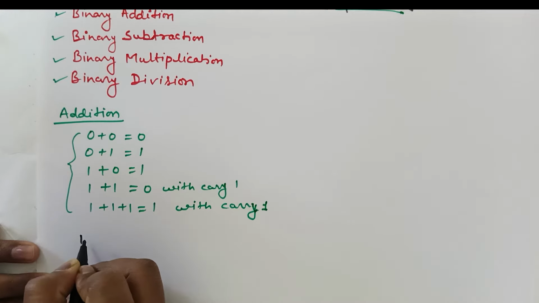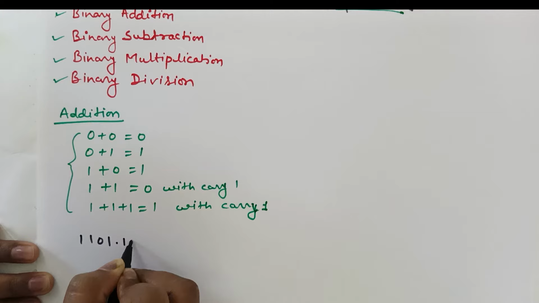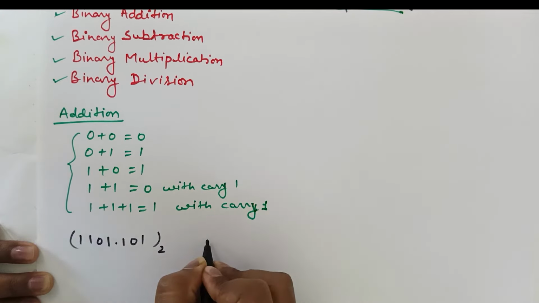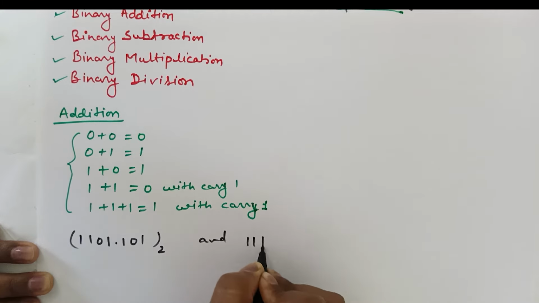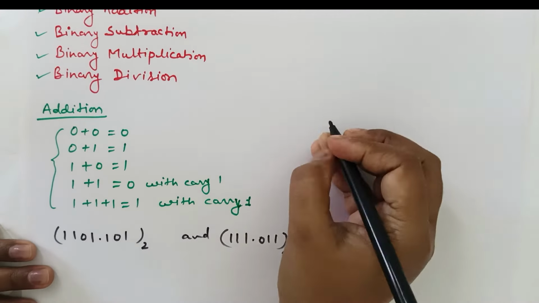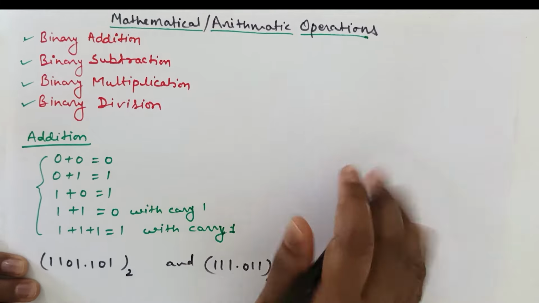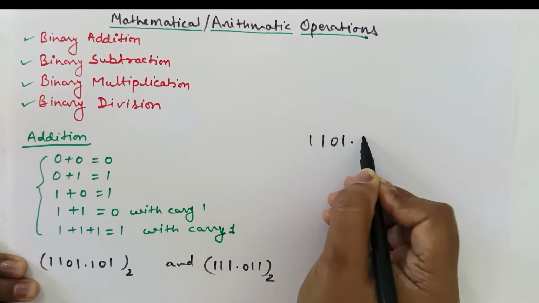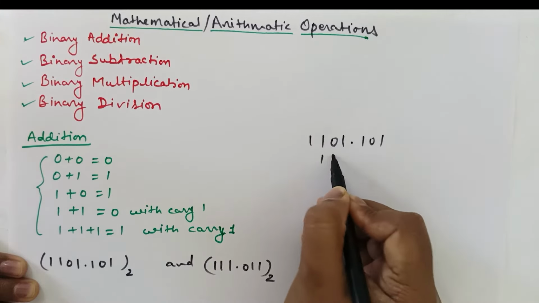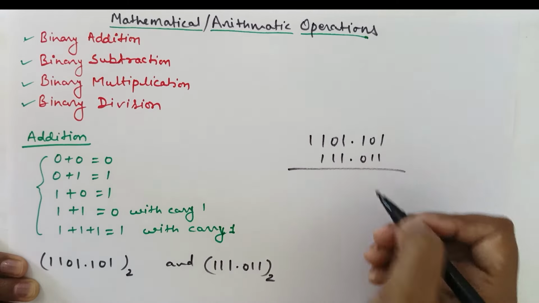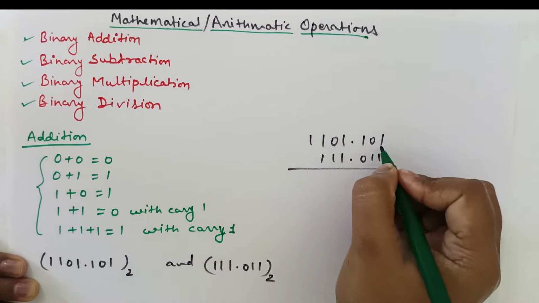Suppose we have two numbers. 1101.101 is the first number and 1110111 is the second number. We have to add these two numbers. We will write the numbers here: 1101.101 and 111.011. We see how to do the addition.